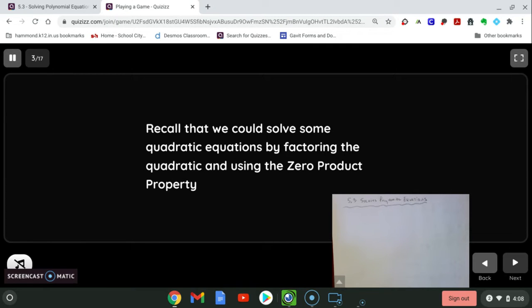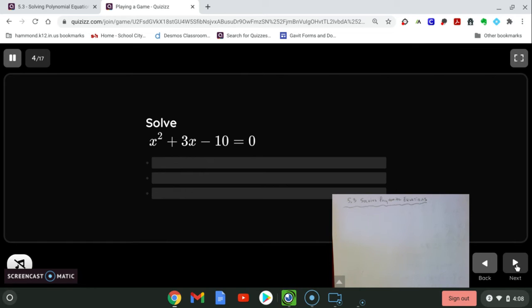So one of the things we want to think about is when we were working on solving quadratics, one of the ways that we learned to solve was by factoring one side of the equation, having it equal 0, and then using the zero product property. If I have two factors that multiply to 0, then at least one of those factors has to be equal to 0. And that holds true if I have 3 or 4 or however many factors. If they multiply to 0, I can use the zero product property.